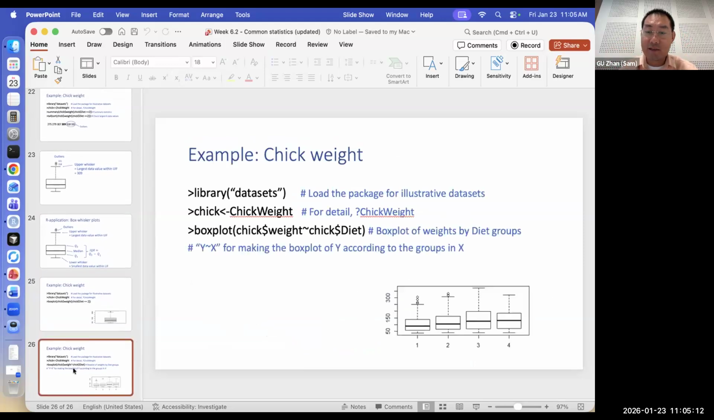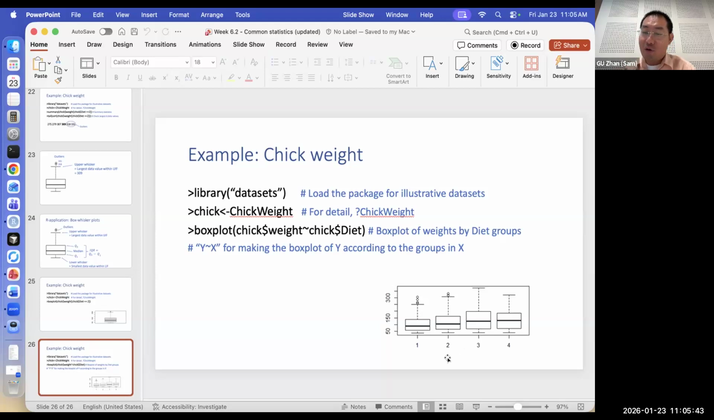Okay, so next, you can break down the box plot by another property. So another property here is chick diet. So diet 1, 2, 3, 4. So I want to bring you one question. Okay, so there are four different brands of the diet, or different brands of chick food, to feed the chicken.